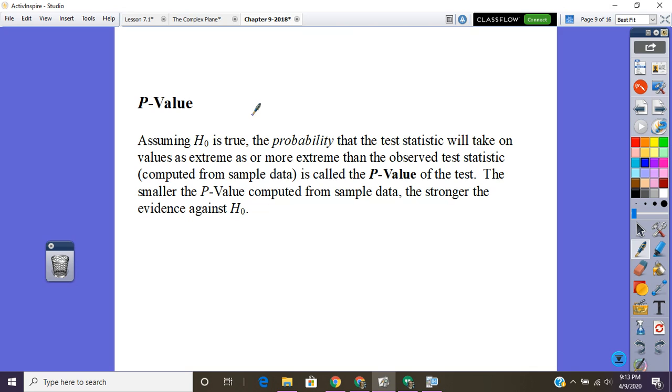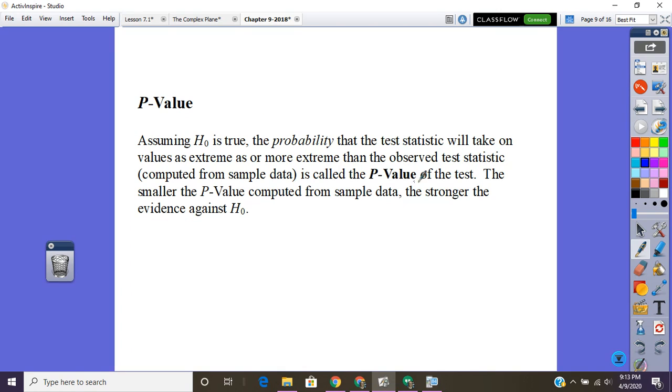So our p-value, if we're assuming the null hypothesis is true, is the probability that the test statistic will take on values as extreme or more extreme than the observed test statistic. So what that means is our p-value is the probability that we will get numbers way different than what we got.